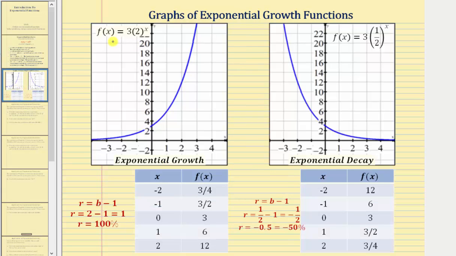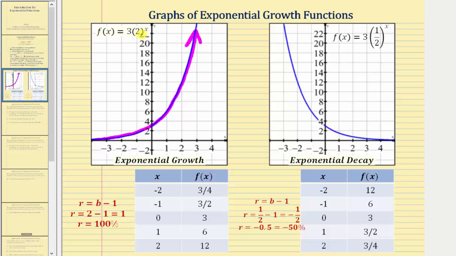Here we have the graph of f of x equals 3 times 2 raised to the power of x. Notice how the base b is greater than 1, and therefore we have exponential growth, meaning as x increases, the function values also increase. Now, because we know the base b is equal to 1 plus r, it's also true that r, the growth rate, is equal to b minus 1.